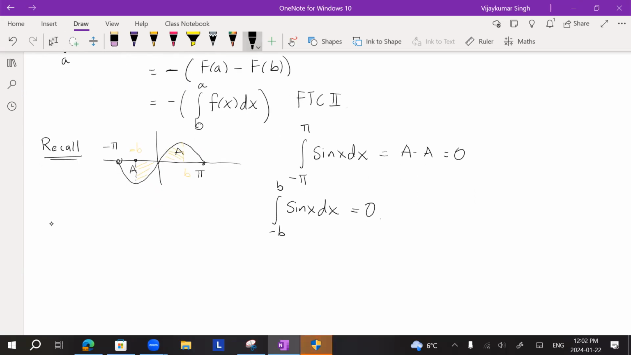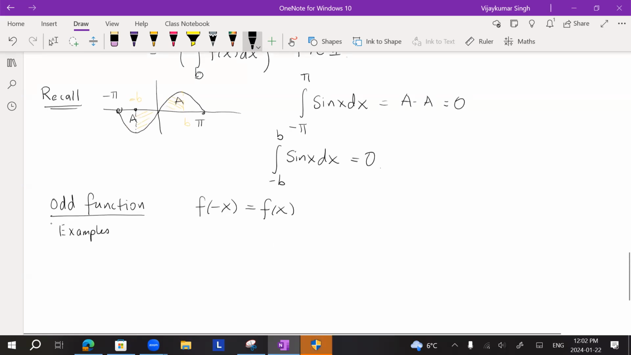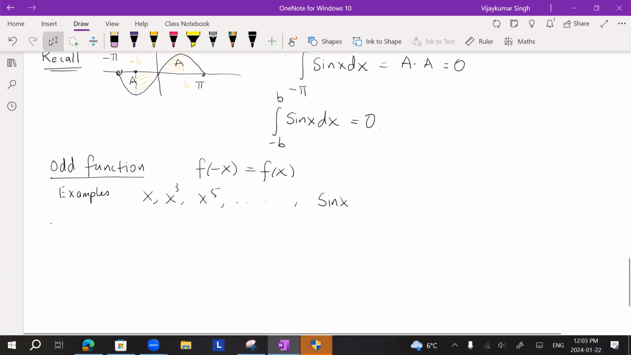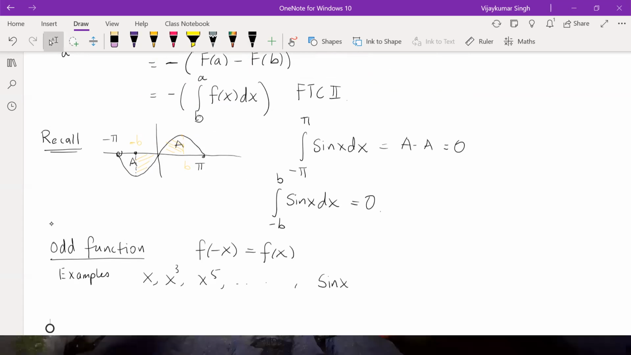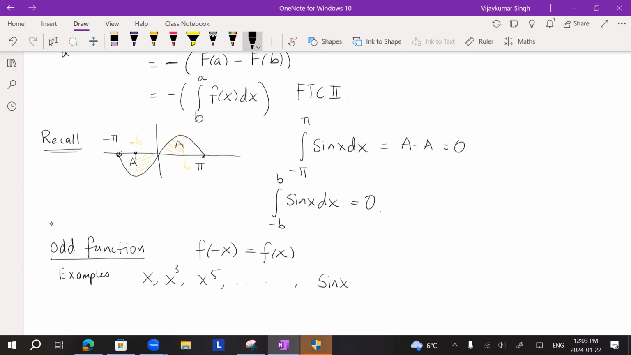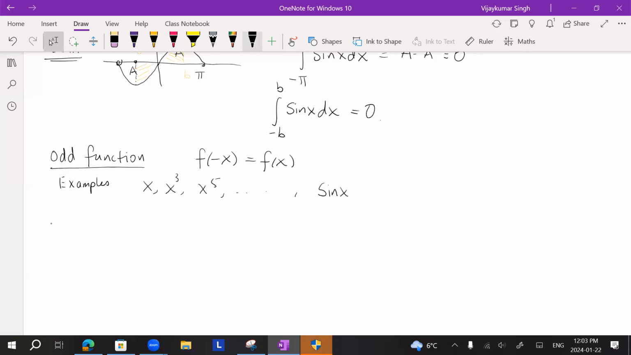Yeah. So let's generalize this. Sine x is an odd function. So recall, what is an odd function? For an odd function, we have f of minus x equals minus f of x. What are a few examples of odd functions? All odd powers are odd functions, right? So we have x, x cubed, x to the fifth, and so on. And as we know, sine x is also an odd function. So when you take an odd function and integrate from minus b to b, you get the same area, one with the positive sign and the other with the negative sign. Okay, so let's prove this. Suppose f of x is an odd function.